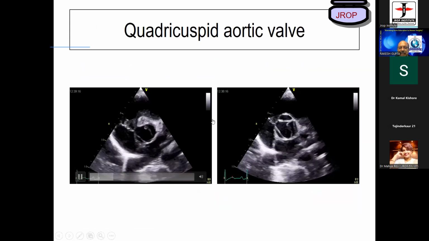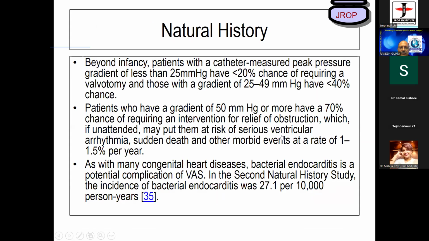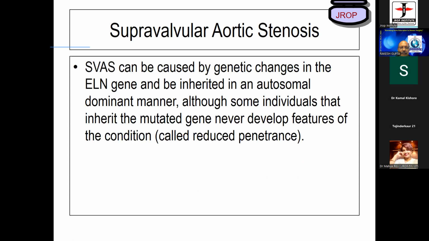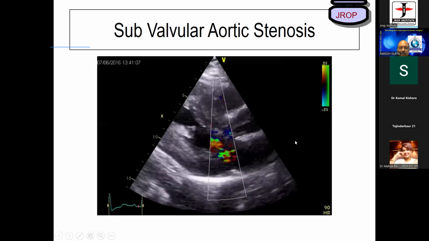Quadricuspid. You can see 1, 2, 3, 4 cusps. Then supravalvular aortic stenosis. You have a membrane distal to the aortic valve leaflets. That is supravalvular aortic stenosis.